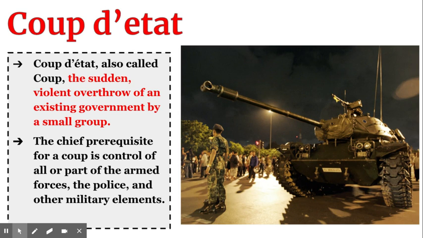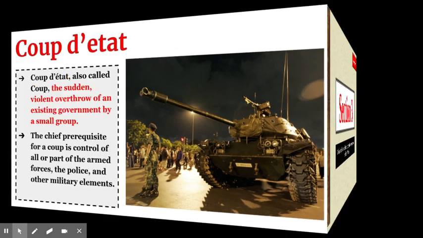One thing we're going to focus on, again, if you're noticing these first two sections, there are a lot of terms that we're going to focus on. So this word is French for coup d'état. And the coup d'état is the sudden violent overthrow of an existing government by a small group. And we're going to see throughout Africa many of these independence movements, when they are not given their independence, will resort to violence. And the chief prerequisite of a coup is definitely having control of the armed forces and the police and other elements. And that will be important.